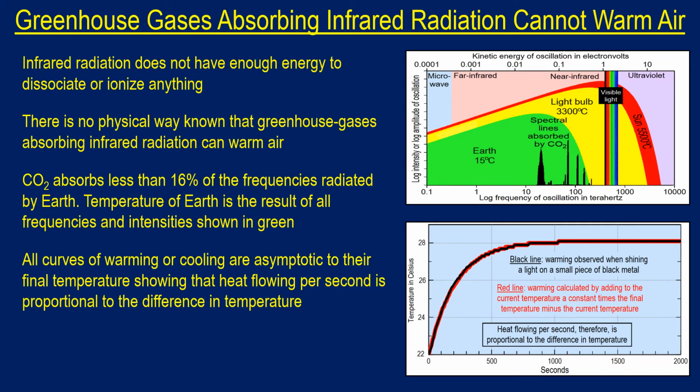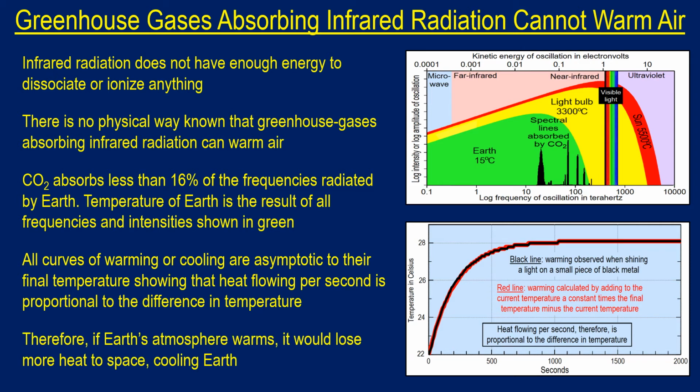All curves of warming or cooling are asymptotic to their final temperature, showing that heat flowing per second is proportional to the difference in temperature. Therefore, if Earth's atmosphere warms, it would lose more heat to space, cooling Earth.